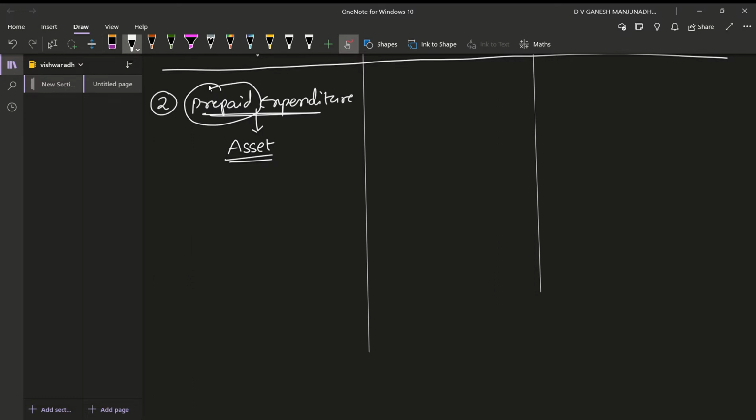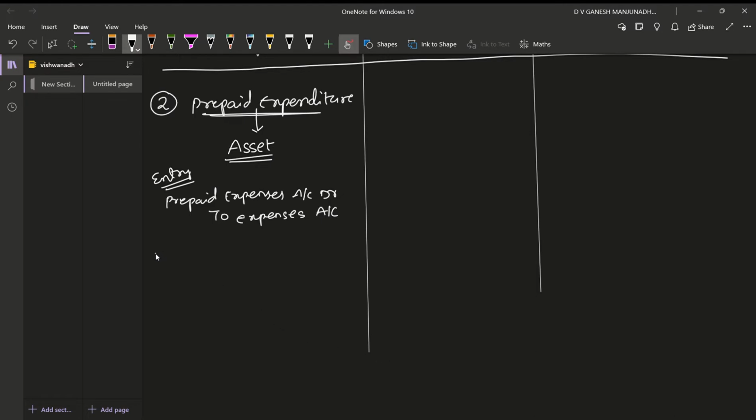That means if expenses are to be reduced, then it is to be credited. Actually, if we are going to increase that one, we are going to debit the expenditure account. If we want to decrease the expenditure, then we are going to credit the expenditure. So entry would be what? Prepaid expenses account debtor to expenses account. Prepaid expenditure account debtor to expenses account.